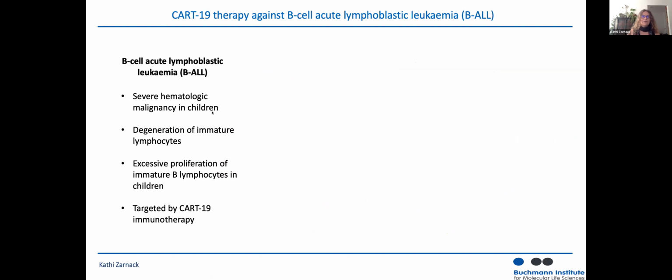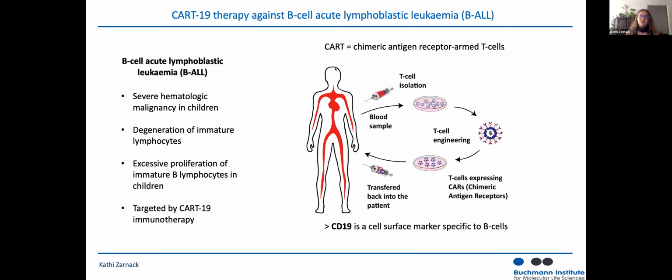To introduce the disease that we are talking about, this is B-cell acute lymphoblastic leukemia, or B-ALL for short, a pediatric leukemia which involves the degeneration and excessive proliferation of B cells. Luckily, there is an emerging immunotherapy which allows us to target this disease, the so-called CAR-19 therapy. The principle here is that T cells are isolated from the patient and can then be engineered in a way that they express so-called chimeric antigen receptors.